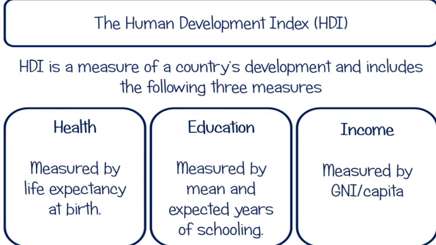And this is one measurement that sometimes students get mixed up with. It measures the income, but it's GNI per capita. Not GDP per capita, but GNI per capita. So that's worth remembering because sometimes that's a mistake that students make.